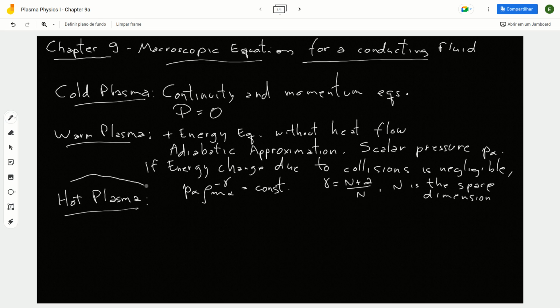So our hot plasma is different. In this case, you're completely out of equilibrium. So you do need heat flow in this case, and viscosity and everything. You need the whole microscopic equations to describe this plasma. Okay, so this is just a basic review of the end of the previous chapter, so that we can catch up from here.